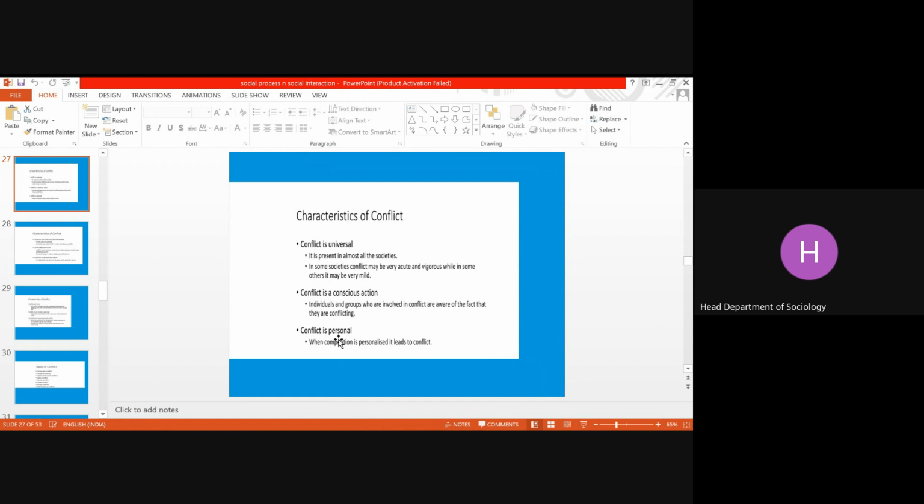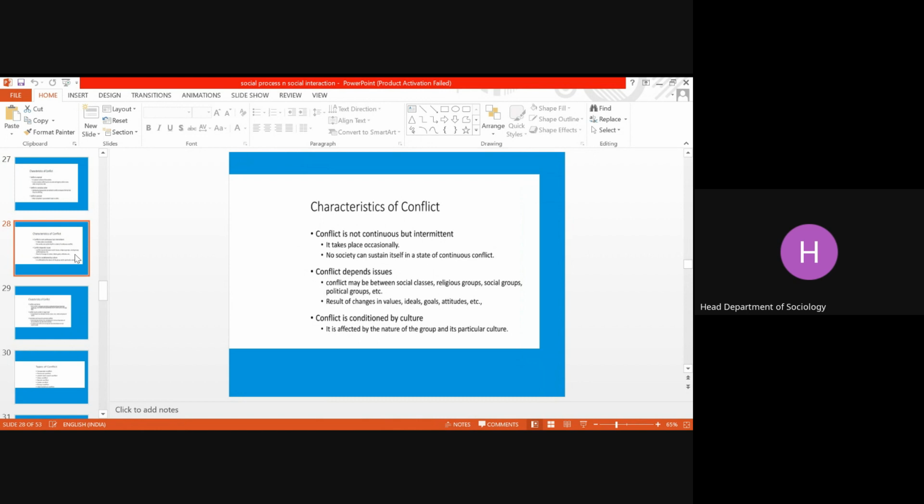Conflict is personal. When competition is personalized, it leads to conflict. I should definitely win this competition. We see generally in many movies, the person who wants to win the race makes some tricks so that the other person will lose the race and he can win. So when the competition is personalized, we can see conflict.